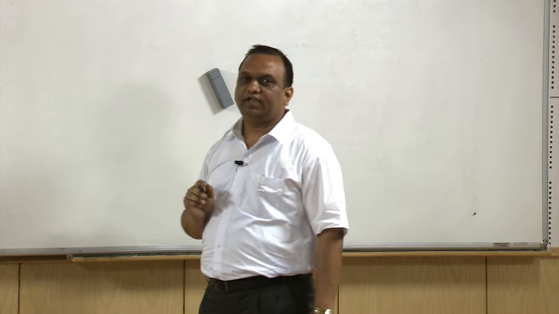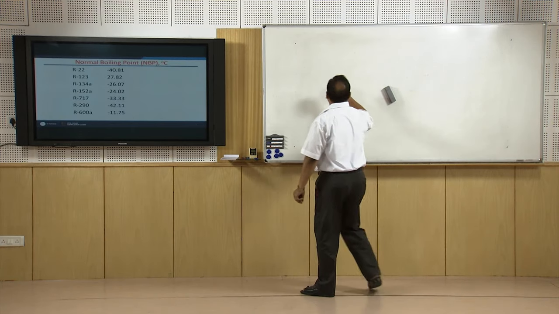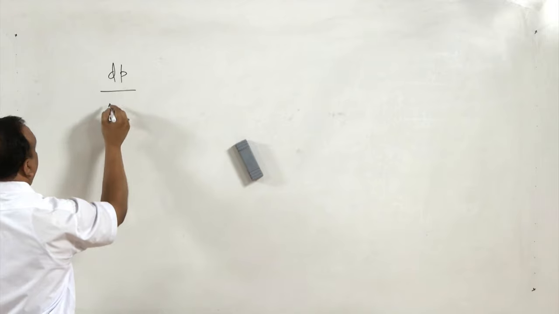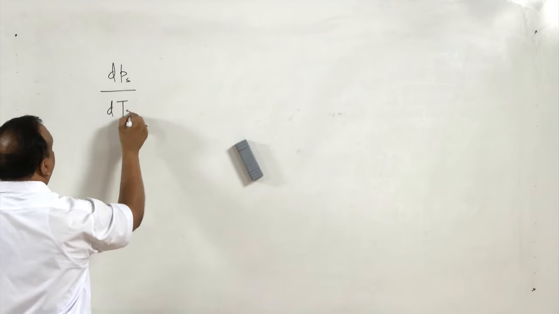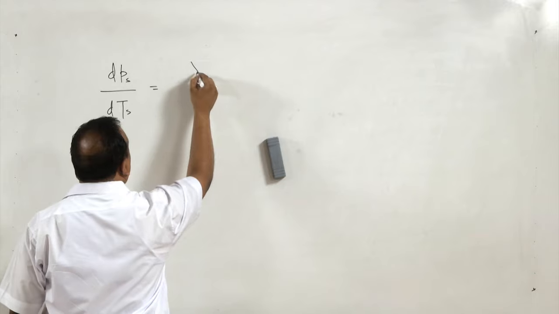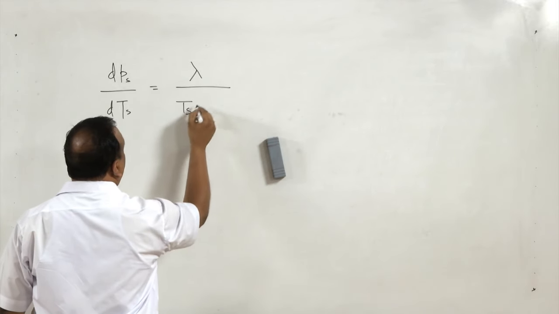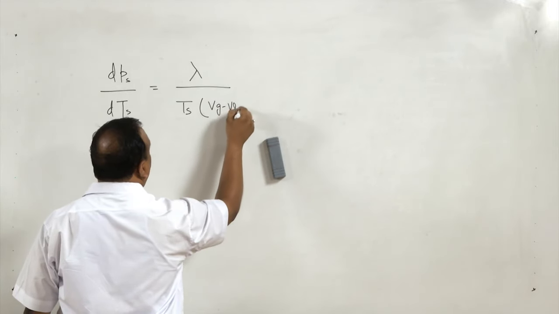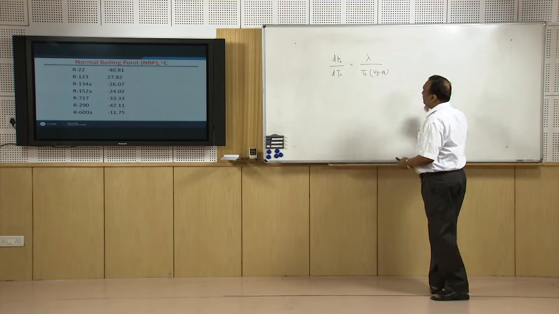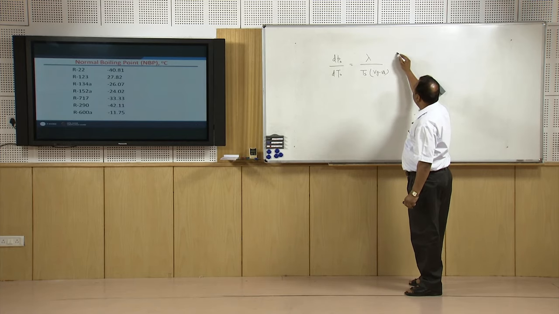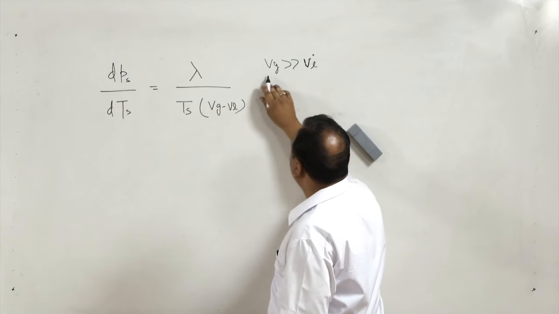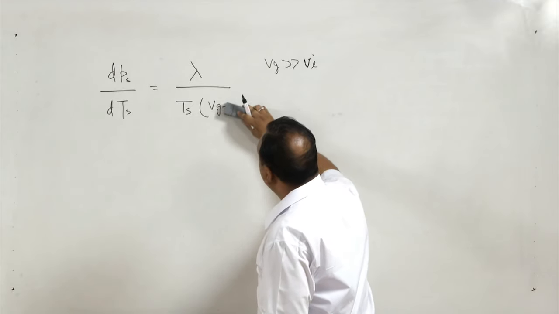The Clapeyron equation, which is derived from a Maxwell relation, says that dP/dT at saturation is equal to latent heat lambda divided by saturation temperature times (Vg minus Vl). It is applicable for a saturation condition of any fluid. Here, because Vg is much greater than Vl, the volume of the liquid is much less than the volume of the gas, so Vl can always be neglected.